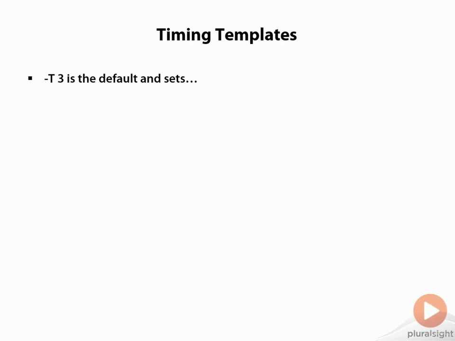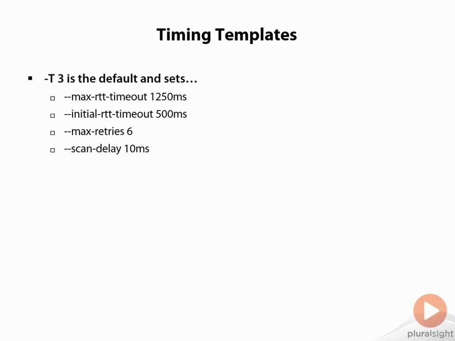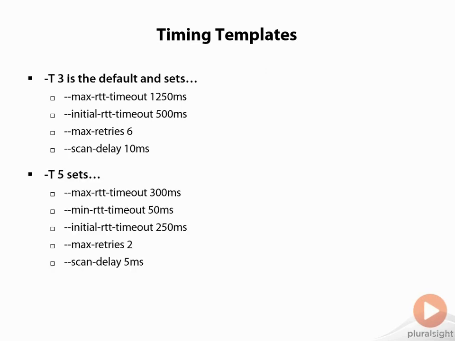The Nmap documentation states that the default template is T3, which sets the variables like this, and T5, which is insane, sets these values. T3 is recommended for over-the-internet scans, while T4 is recommended for internal scans. While you might be tempted to use T2 or polite setting, be aware that it can cause the scan to take 10 times longer than the default T3.